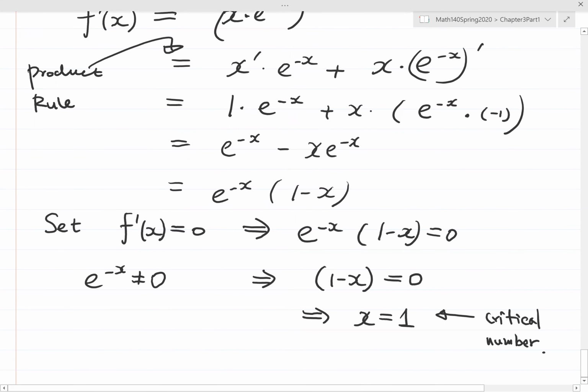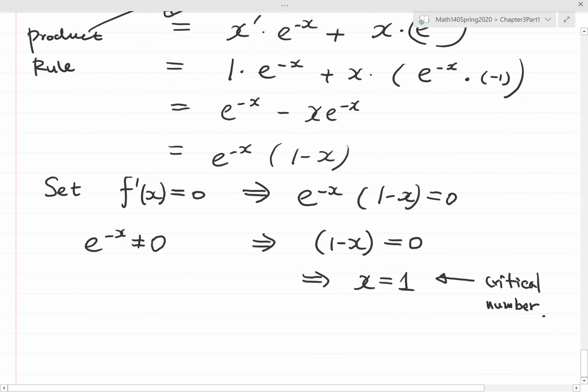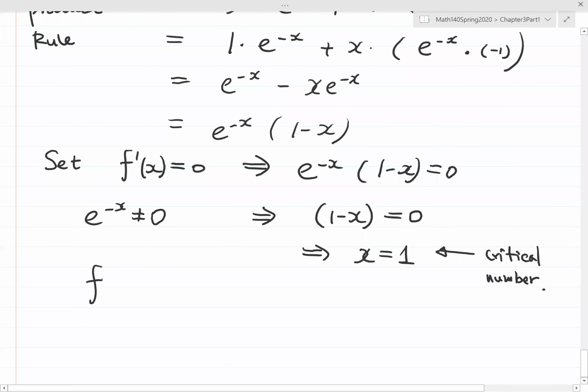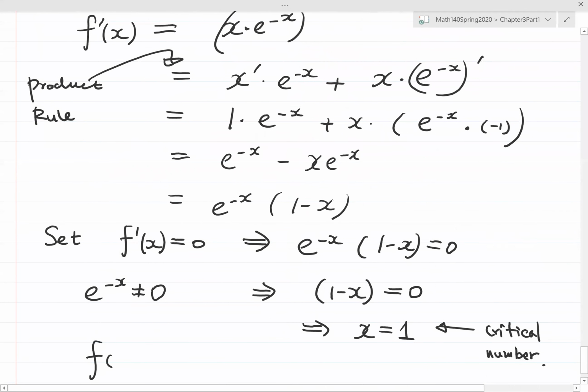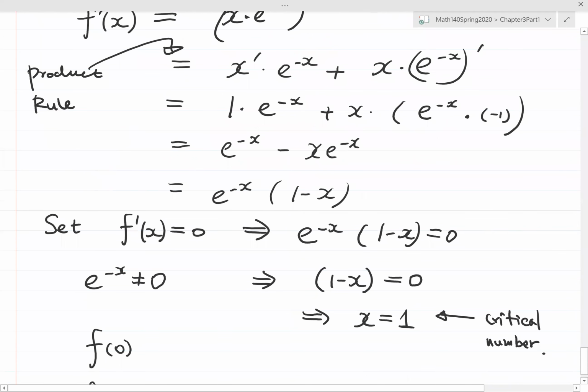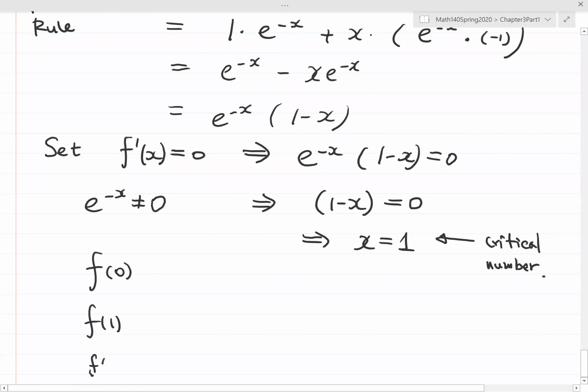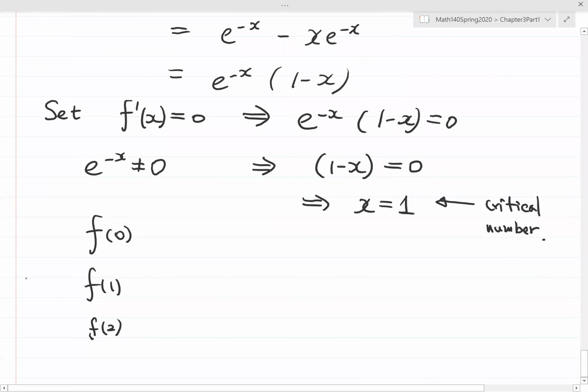Okay, so now we need to find this from the closed interval method. What you do is compare the three function values. Now f(0) and f(1) and f(2). The two boundaries are 0 and 2. Remember, the closed interval is 0 to 2.